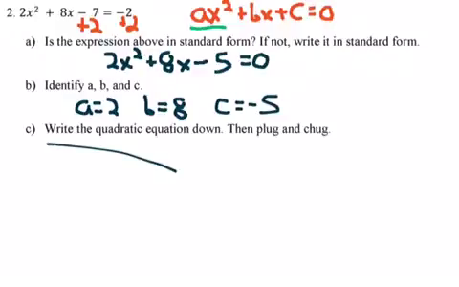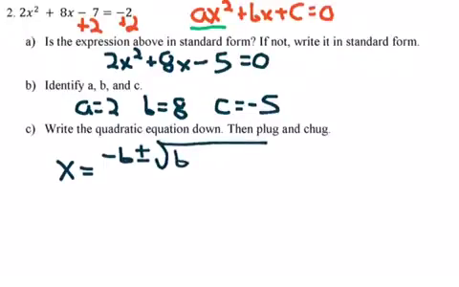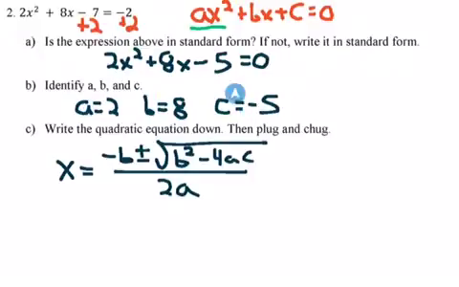Now, part C says, write the quadratic equation down. The quadratic formula, with whatever variable that we have, is x is equal to negative b plus or minus the square root of b squared minus 4ac, all over 2a. Now, we know what A, B, and C are, so at this point, all we have to do is just plug these numbers in. Plug B in for B, plug A in for A, and plug negative 5 in for C, and just plug it into your calculator and solve for both solutions.